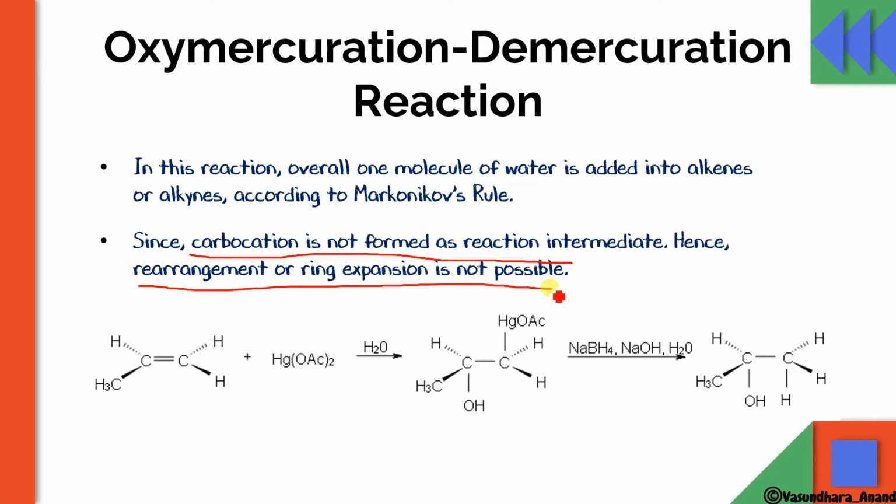So this is an alkene, and when mercuric acetate reacts with it, followed by hydrolysis, it will give a hydroxymercurial compound, which on further reduction with sodium borohydride will give the alcohol.